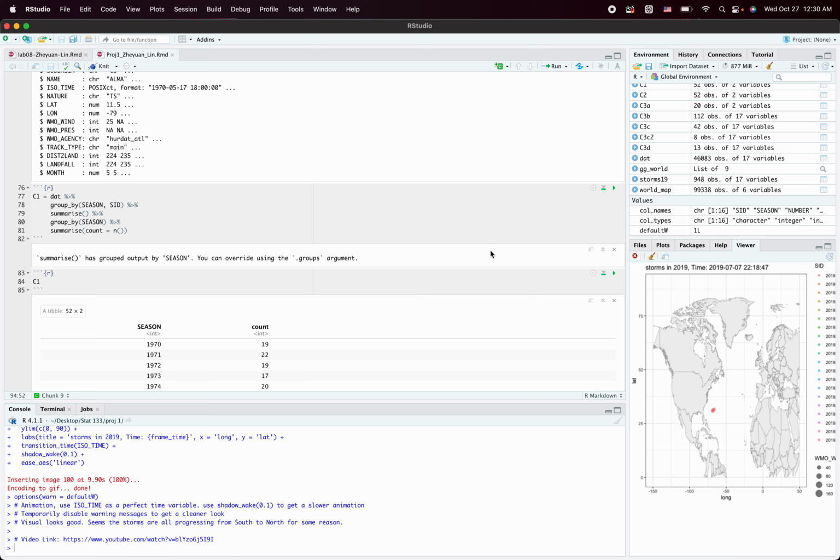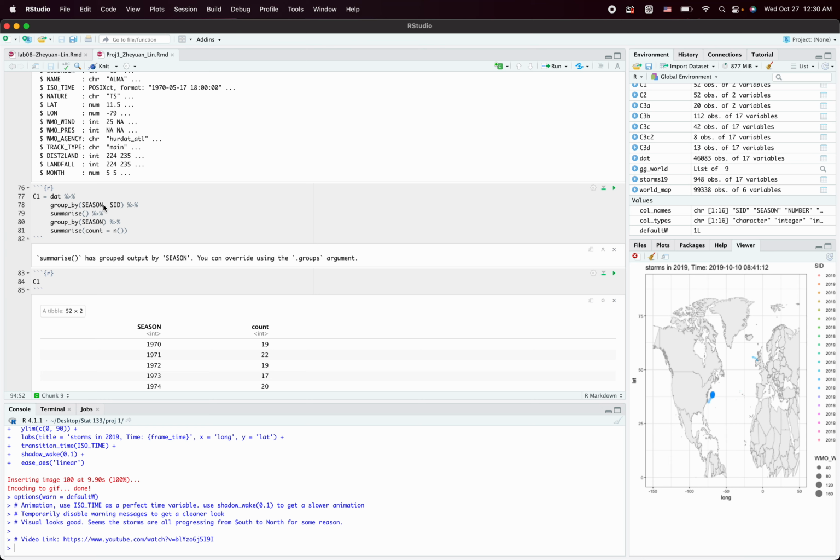I'm just gonna briefly talk about my project part 1 and part 2. In project part 1, I want to find if the number of storms increases by the year, and I do this by first grouping the data by season and storm ID. This is to get the distinct storm IDs each year, or each season.